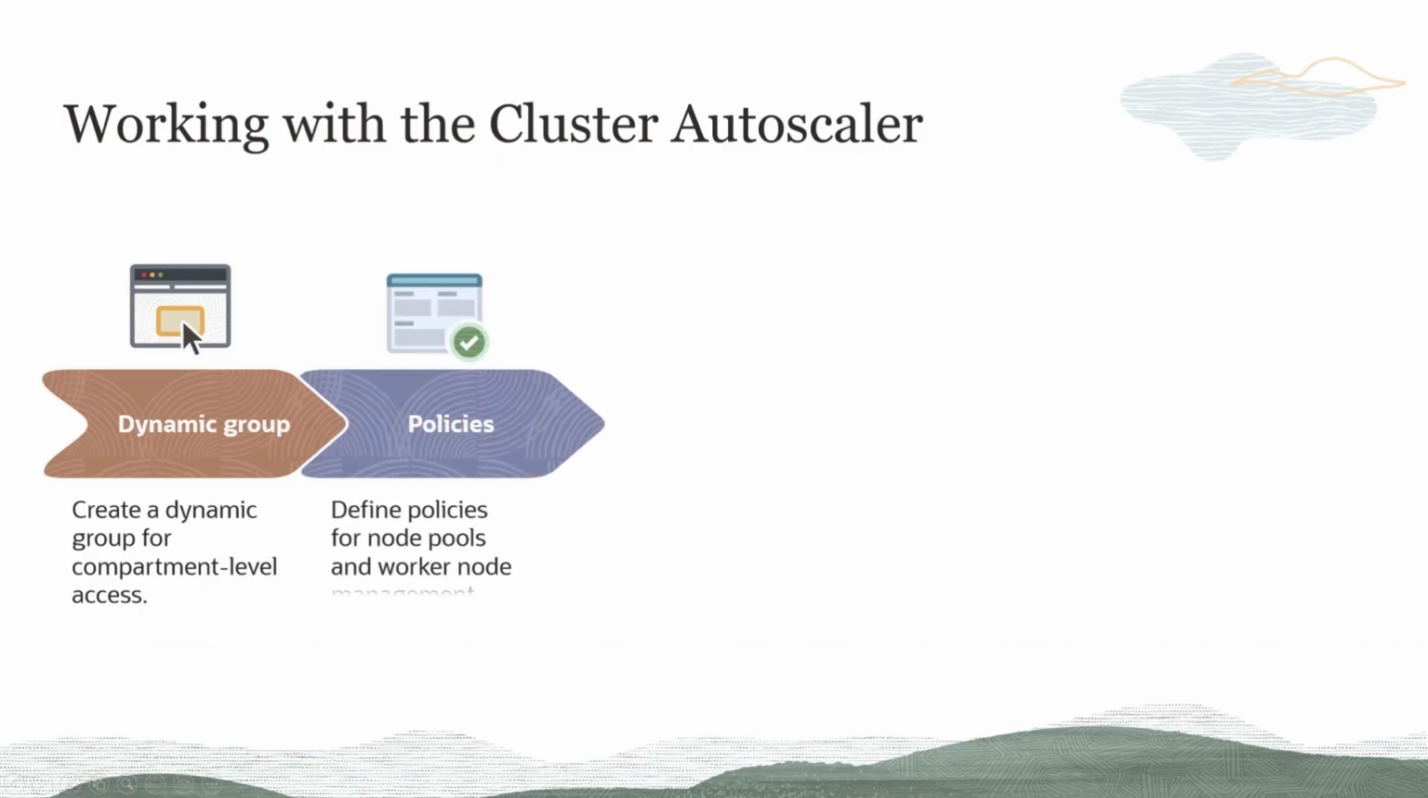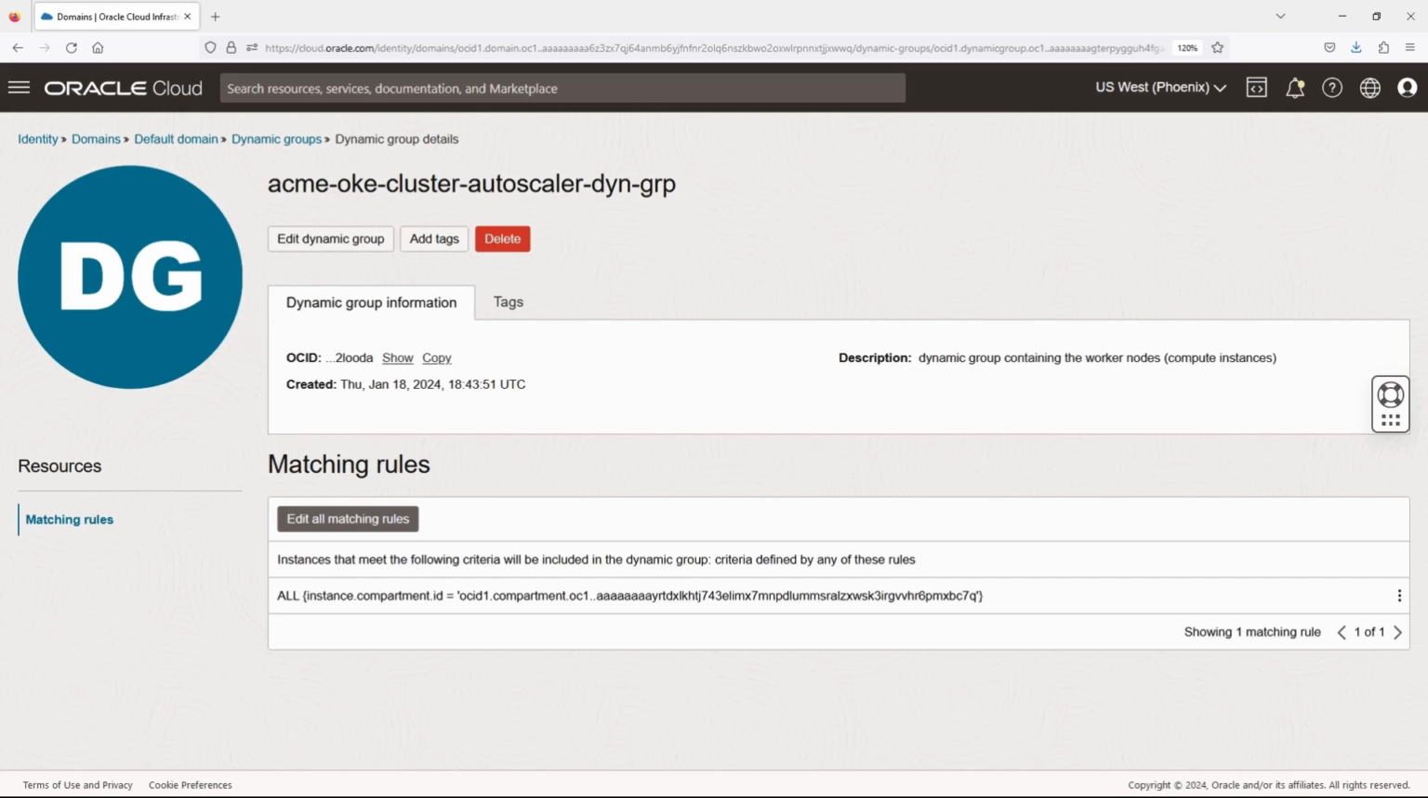The next step is to create a policy to allow worker nodes to manage node pools. We have already created a dynamic group for all our worker nodes running in the CTD OKE compartment. Now we'll be creating the policy to allow these worker nodes, or indirectly the dynamic group, to manage all the node pools within the compartment CTD OKE. Again, in the interest of time, I've already set those policies. Let me show it to you.